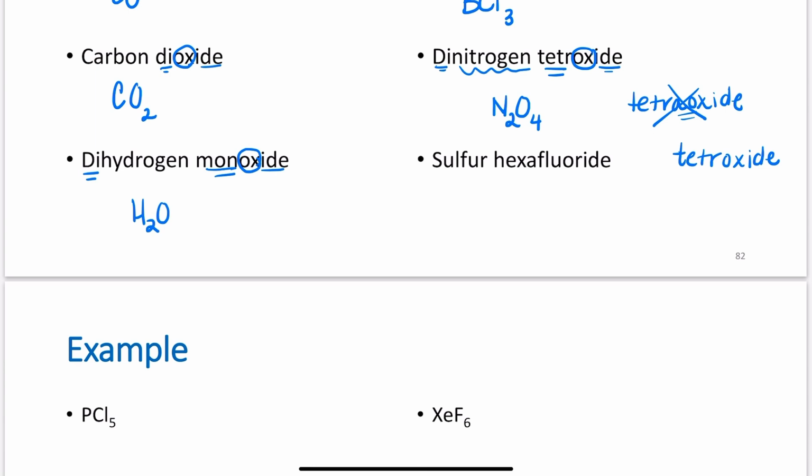Sulfur hexafluoride. Sulfur, I know, is just an S. The ide is just the ending of the name, so I've got fluoro, which means fluorine, and hexa, which means six.